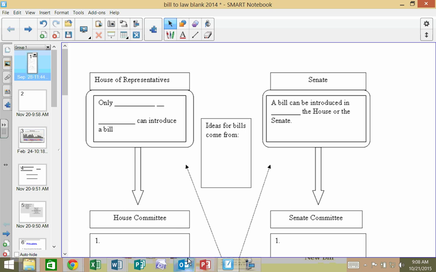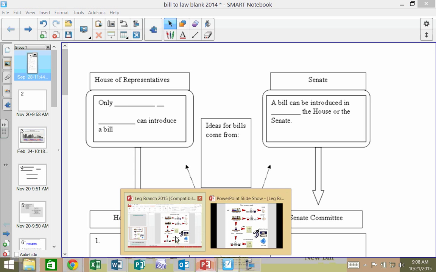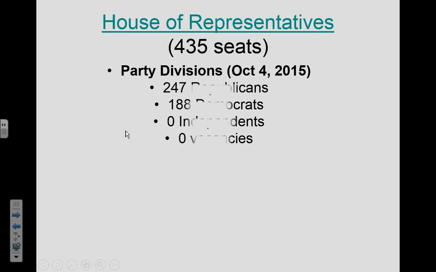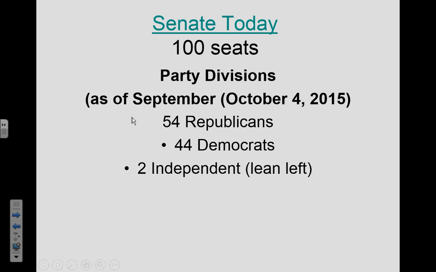So let's start with a few things. First of all, when it comes to the bill to law process, we should know that it does make a difference on membership of Congress, at least if we want to understand how things work. So in the House today, the Republicans dominate the House. They have 247 members to the Democrats' 188. So they have a majority in the House. They also have a majority in the Senate. They have 54 Republicans to the 44 Democrats. There are 2 independents, and they both side with the Democratic Party.